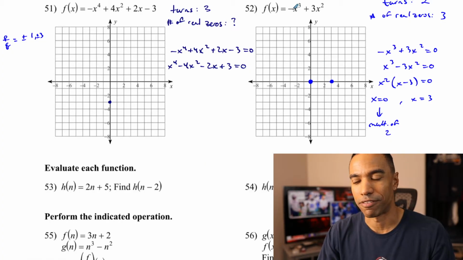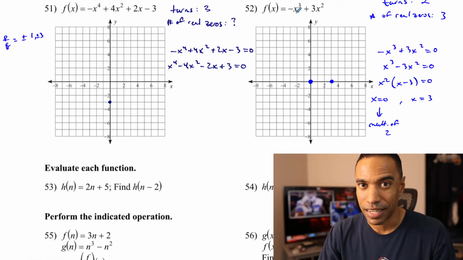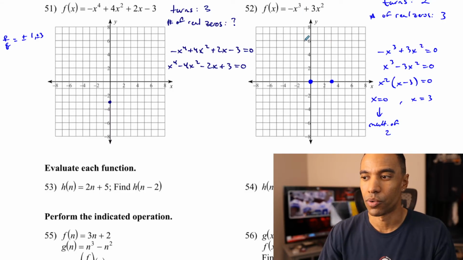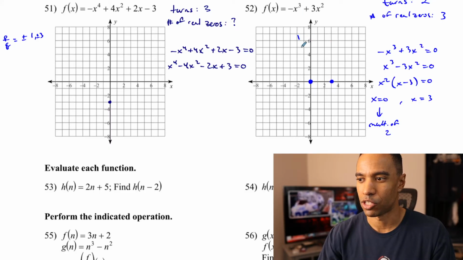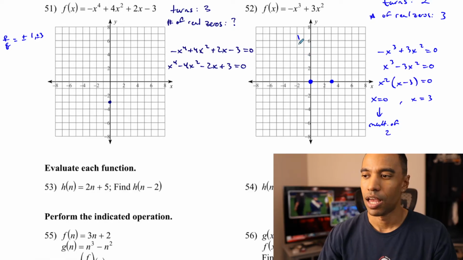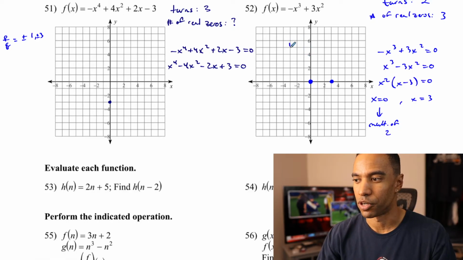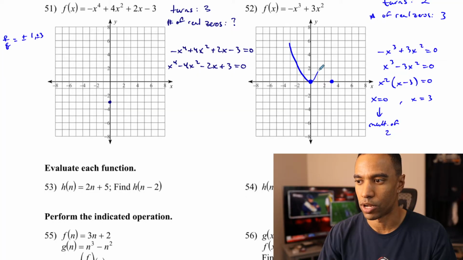Now regarding the graph itself, it is a negative cubic. So it's going to start from up here. It's going to find its way down through 0. Not through 0. It's going to bounce off of 0. With the multiplicity of 2, it's going to bounce off of that like this, like a quadratic nature. And it's going to jump up and come back down here.